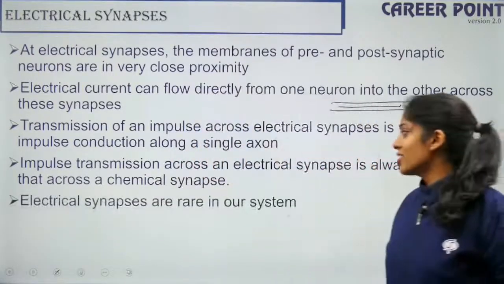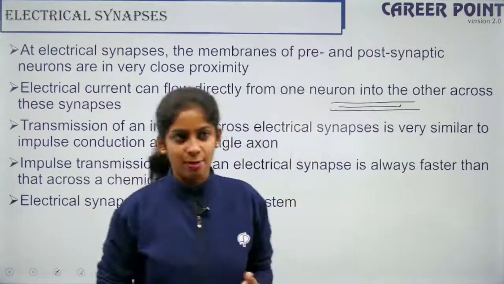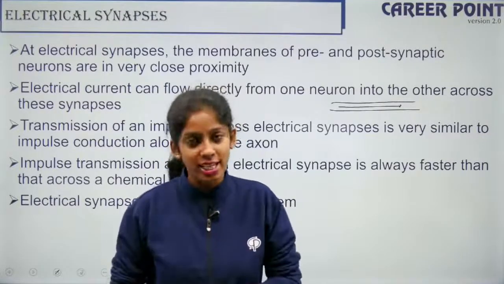Fine. So electrical synapses are rare in the system because we have more chemical synapses. So that is also the reason maybe we have less common sense. Well, that's not a part of the topic, I was kidding, but that's okay.